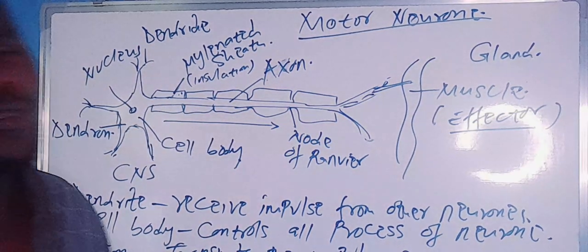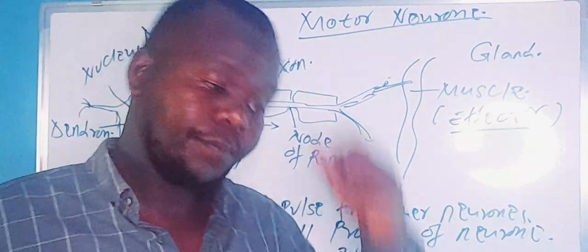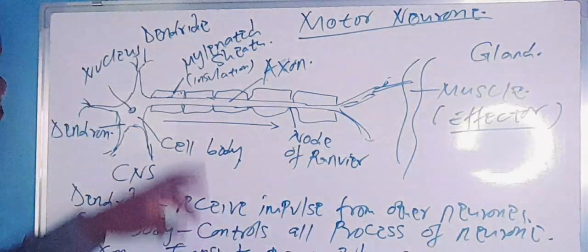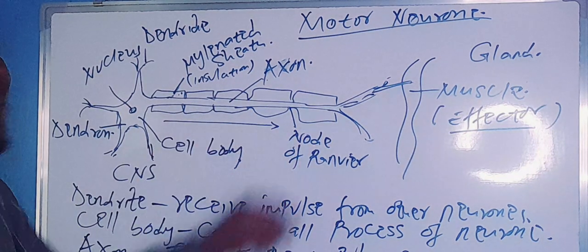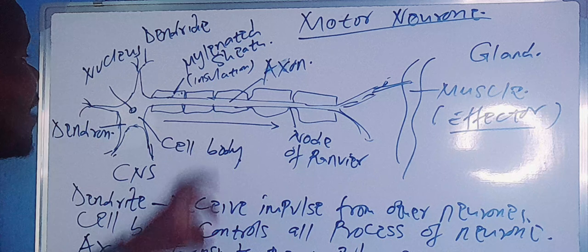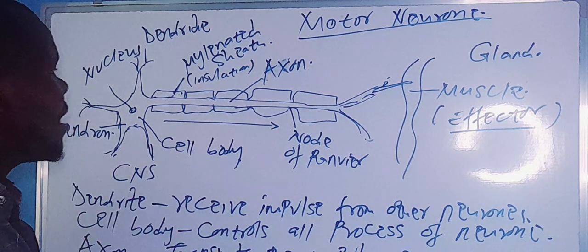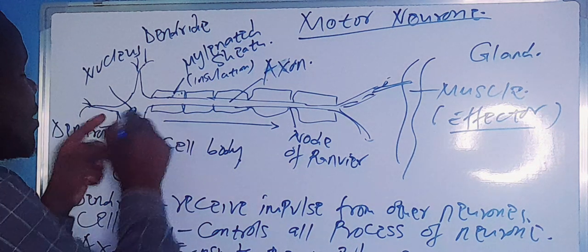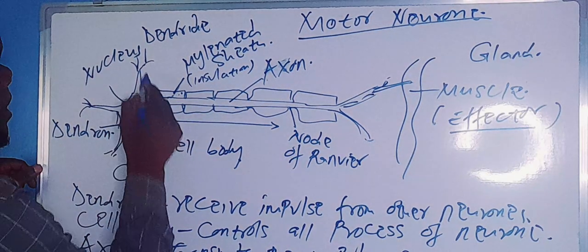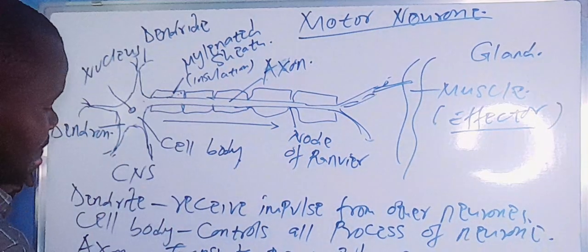How will you differentiate between a motor, a sensory and a relay neuron? The first thing that you should know, relay does not have the myelin sheath, but the sensory will have the myelin sheath. The other difference will be about the cell body. In this one the cell body is within the axon line. So we are saying an axon is just an extension of a dendrite.